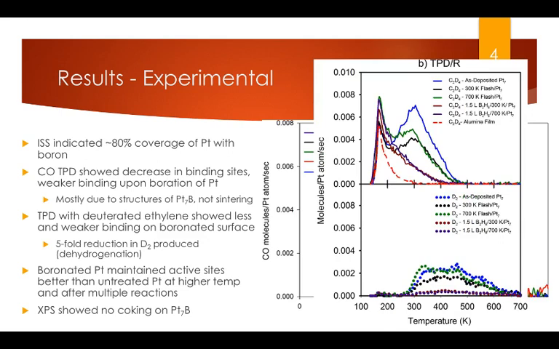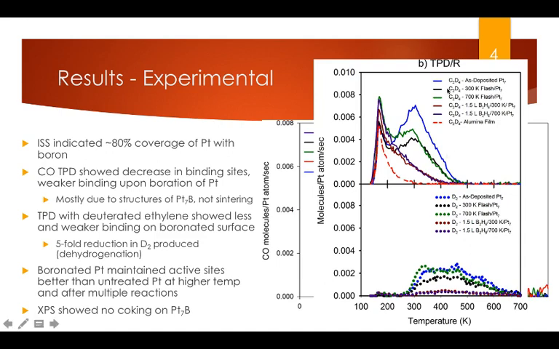So they did the same with the ethylene to look at the actual catalytic properties, and they found that ethylene bound less and bound more weakly to the boronated platinum. And they also found that there was a 5-fold reduction in the deuterium produced, which means essentially there's a 5-fold reduction in the dehydrogenation catalyzed by the catalyst.